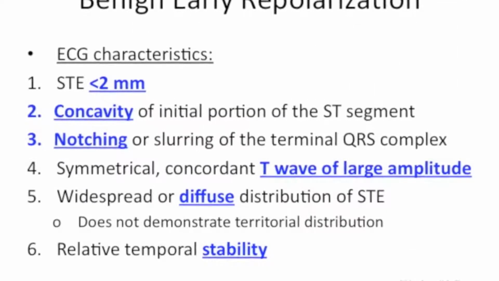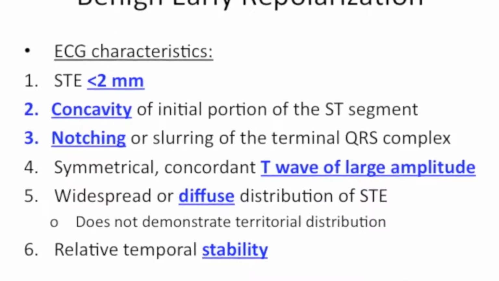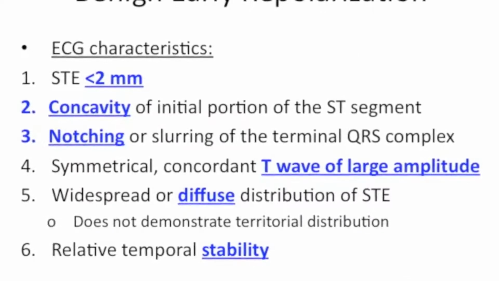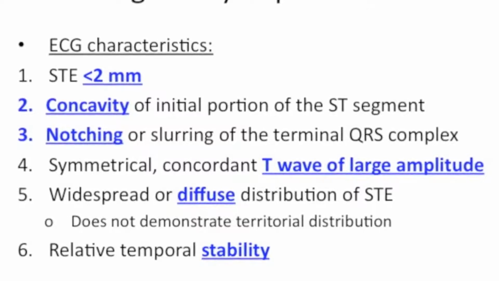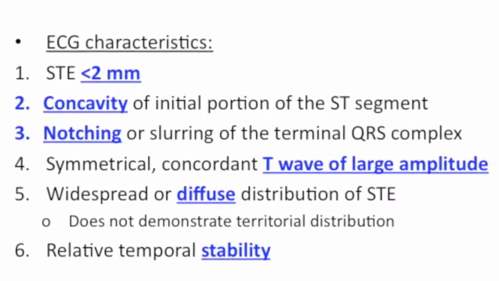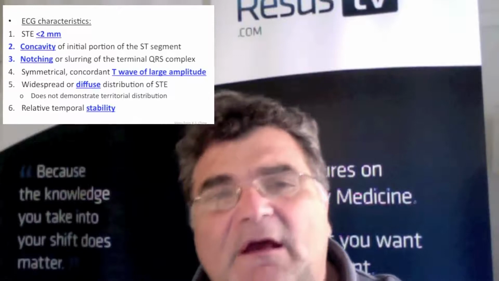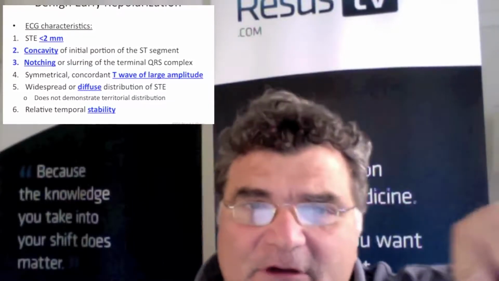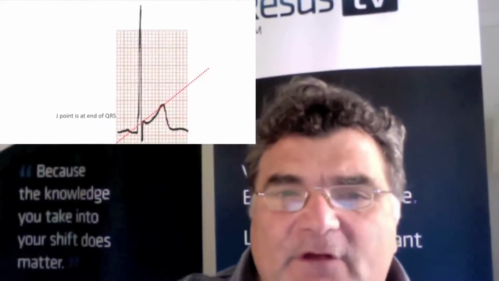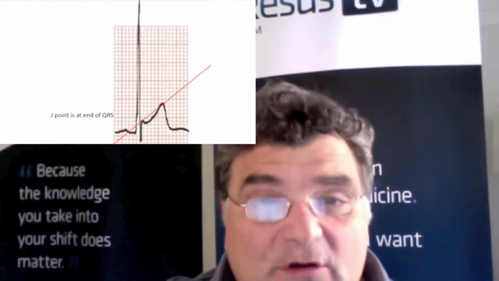We can then look at other things which might help us decide that this is early repolarization. They include concordant T waves of large amplitude, diffuse ST elevation, in other words, it doesn't have a territorial distribution, although this particular one does, and stability. But if you at least have those first 3 things, so the ST elevation is no more than 2 millimeters, there is a concave shape, and there's an initial notching, then it's pretty good that this is going to be early repolarization.